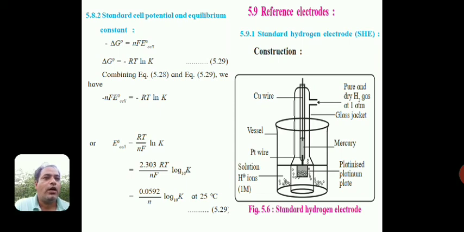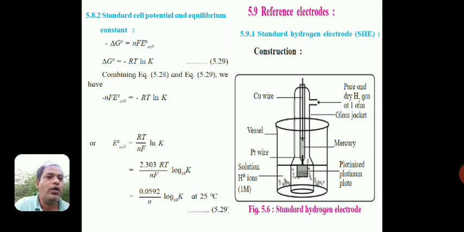From the upper side, dry hydrogen having a pressure of 1 atmosphere is allowed to pass inside. Then that gas is adsorbed on the platinized platinum plate, and that vessel contains a solution having H+ ions whose concentration should be 1 molar. It is a standard hydrogen electrode, that's why its concentration must be 1 molar. So the platinized platinum plate is dipped in the H+ ion solution whose concentration is 1 molar.